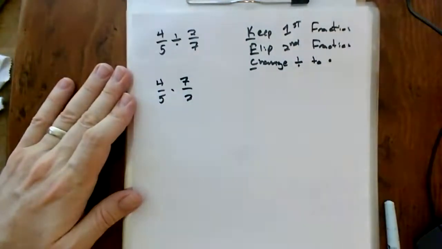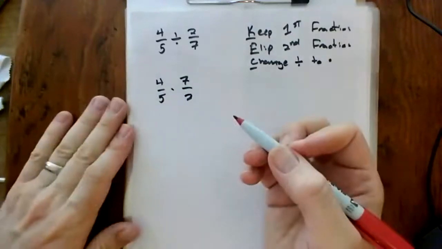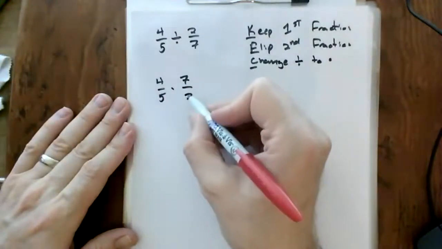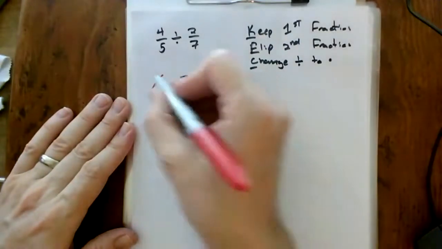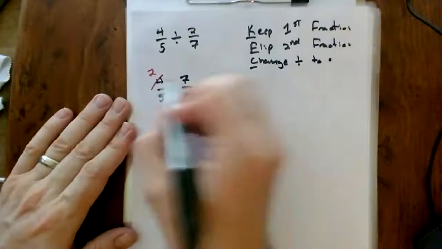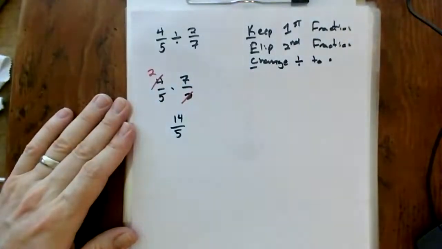And from here, of course, we're just going to go ahead and multiply as we normally would. I'm going to reduce my like terms, and then I'll multiply straight across. 2 times 7 is going to be 14 over 5. And we're done.